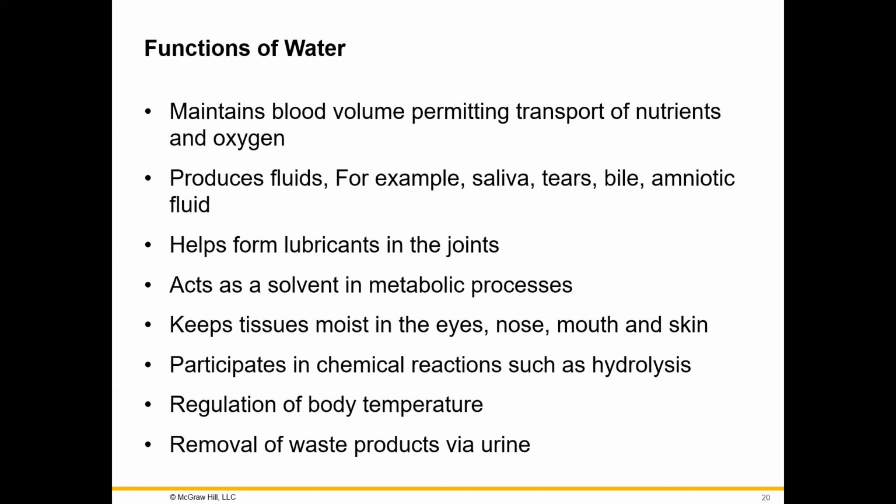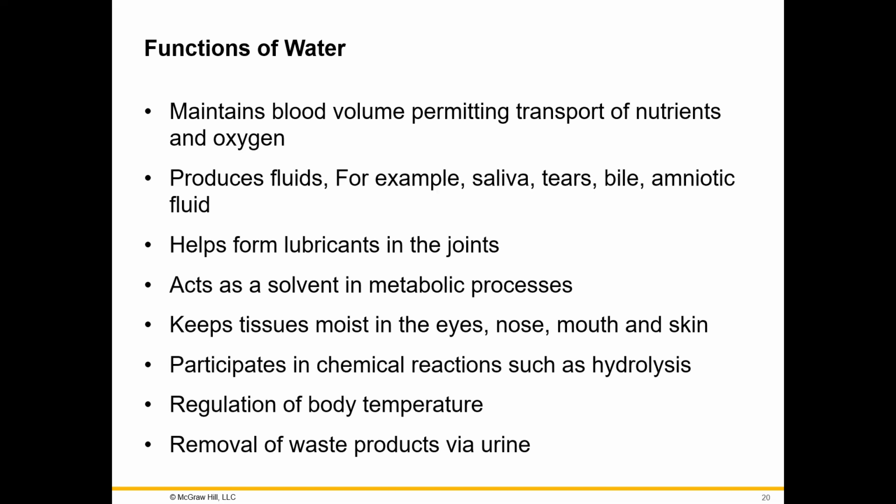Another thing water does is keep our tissues moist, particularly in our sensitive areas like the eyes, nose, mouth, and skin. That moisture helps protect these tissues from damage, and it also facilitates their proper functioning. Participating in chemical reactions, water is also involved in hydrolysis, where it breaks down compounds, aiding in digestion and other metabolic processes. And it helps to regulate your body temperature by the processes of perspiration and thus evaporation. Water helps dissipate excess heat and maintains a stable internal temperature.